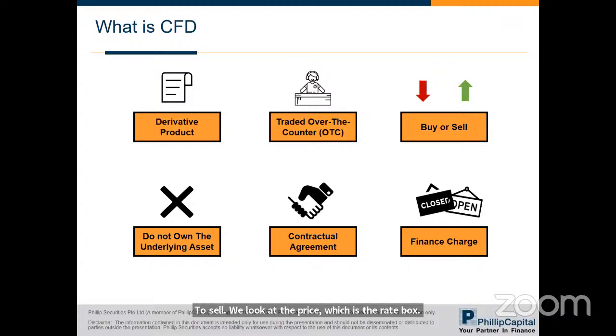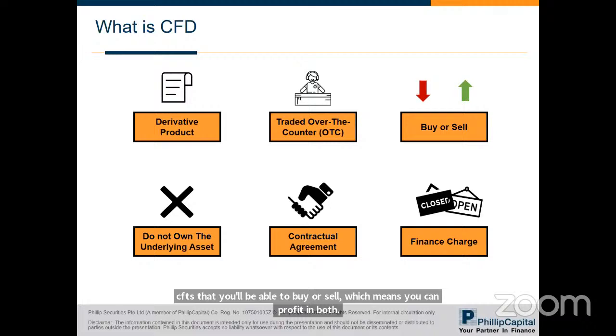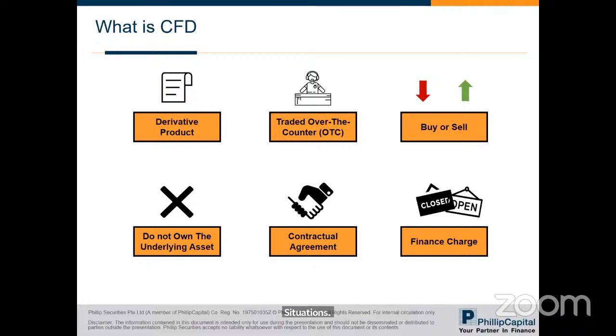So what is CFD? CFD also means contract for differences. CFD is a derivative product, which means having a value derived from another underlying asset. It is traded over the counter, via a broker-dealer network, which in this case is traded under Phillip. One advantage of CFD is that you can buy or sell, which means you can profit in both bullish and bearish situations. This also depends on the type of strategy you want to use.